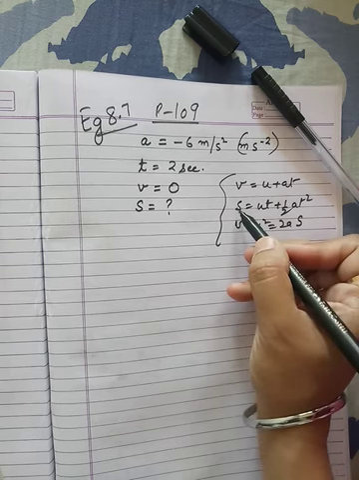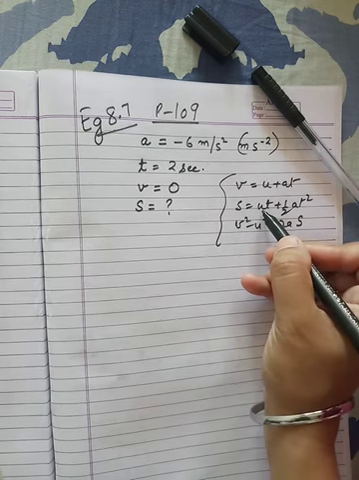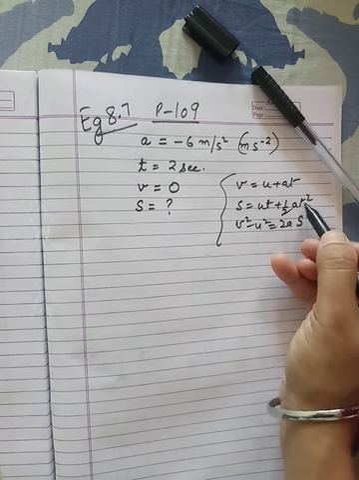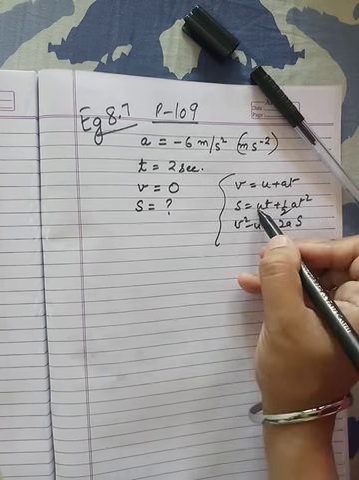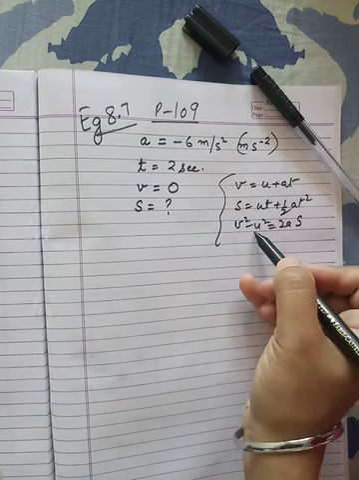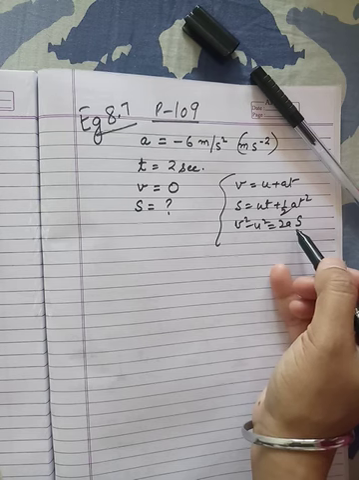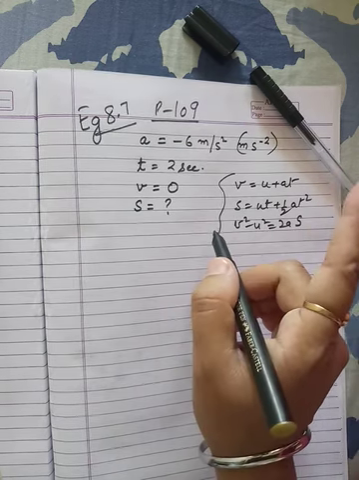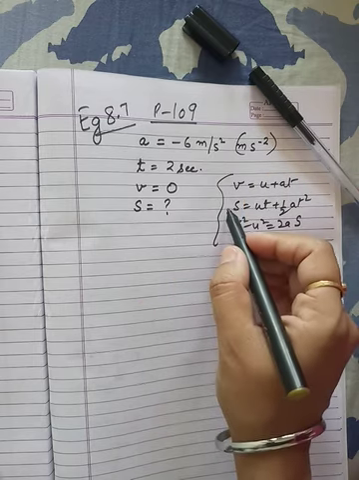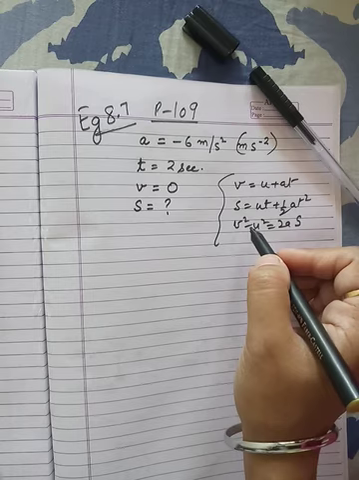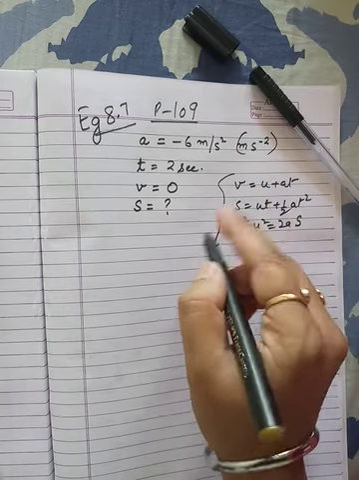For the second equation, we need u that we don't have, we need t that we have, we need a that we have. So we don't have u. In the third equation also we require u if we have to find out s. So first of all we need to find out u. Without u you cannot find s. This you have seen from the equations. So first of all we have to find u.